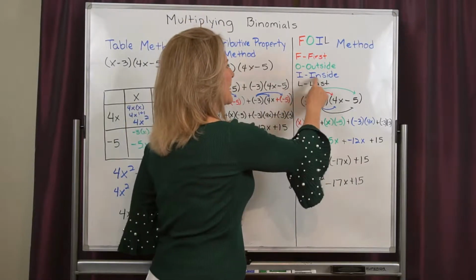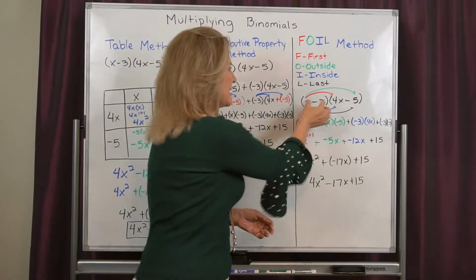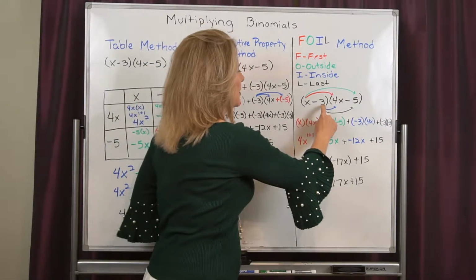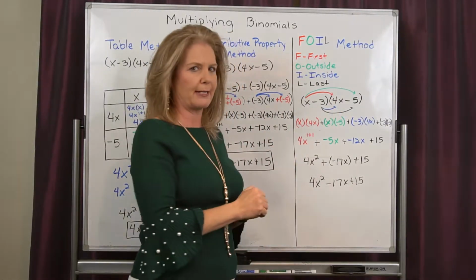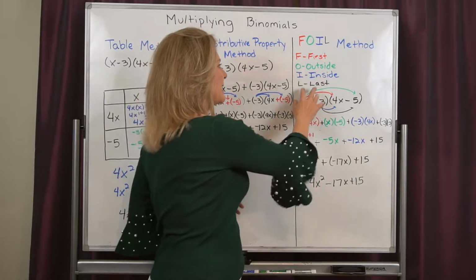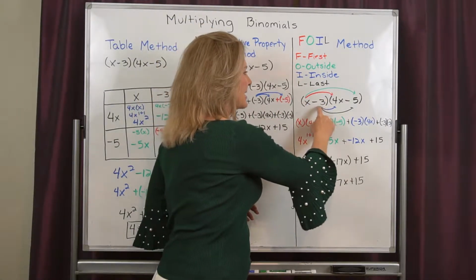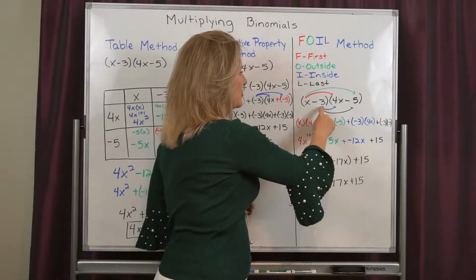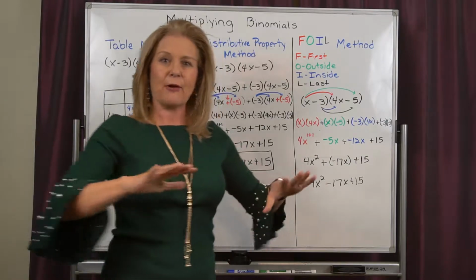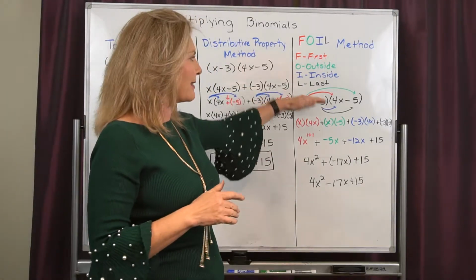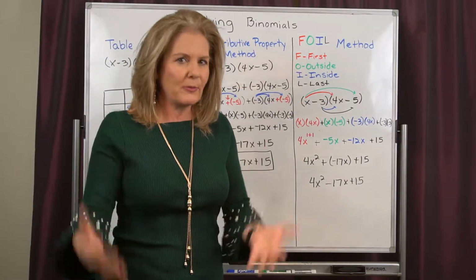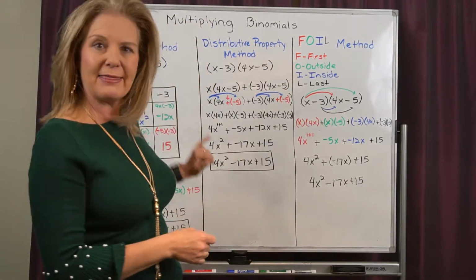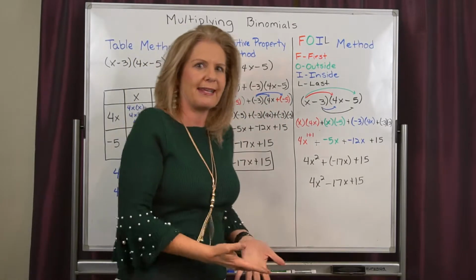Then I'm going to go to my inside. So those are the numbers touching each other on the inside, but it's always in each of the binomial pairs. So I'm going to do negative 3 times 4x. And then I go to the last. So it's the last numbers that are in each of the binomials. So I'm going to do negative 3 times 5. Now, when I've done that, the FOIL method, I've multiplied all the pieces of the binomial together. So it's very similar to this table method, but now I just didn't draw the table to do it.